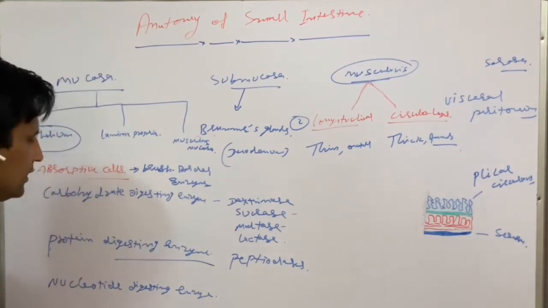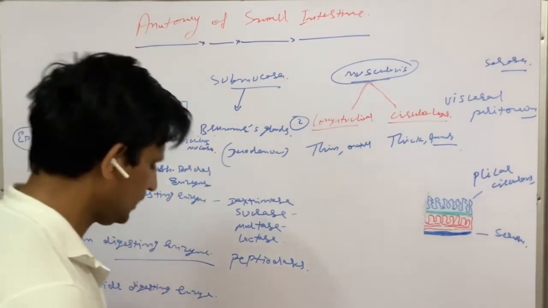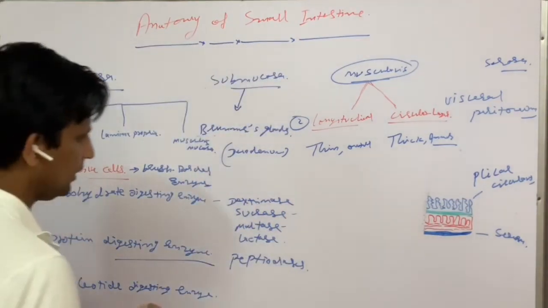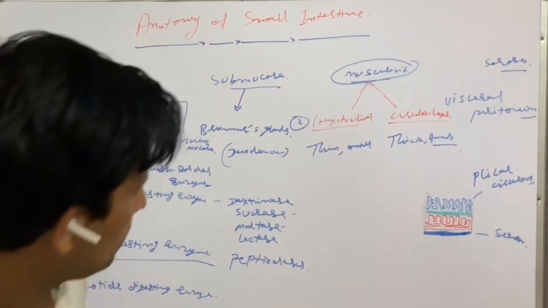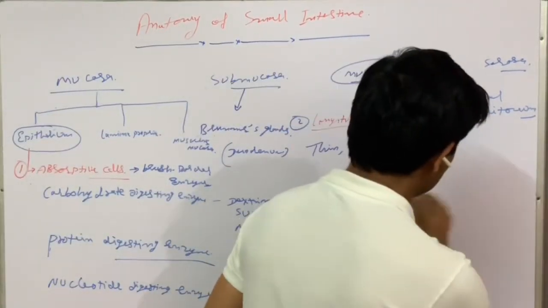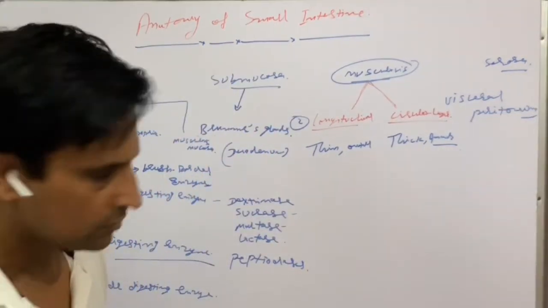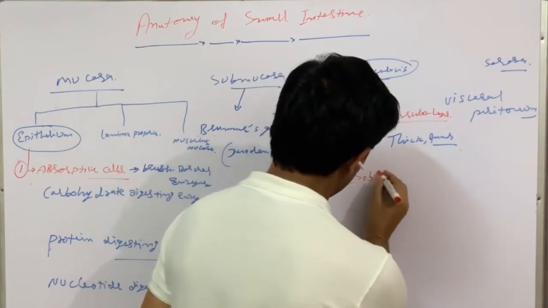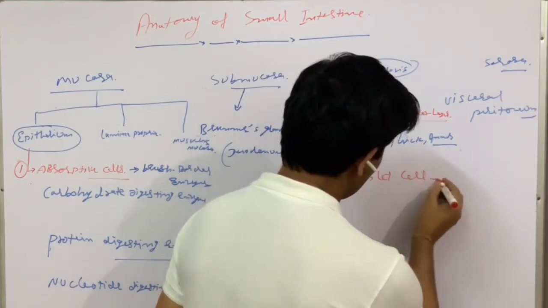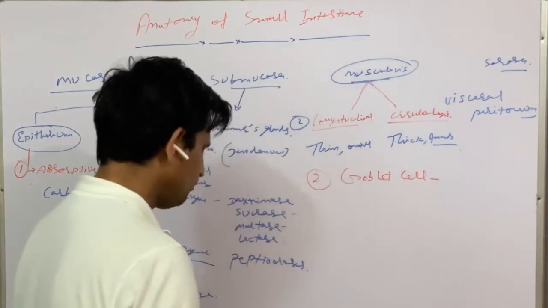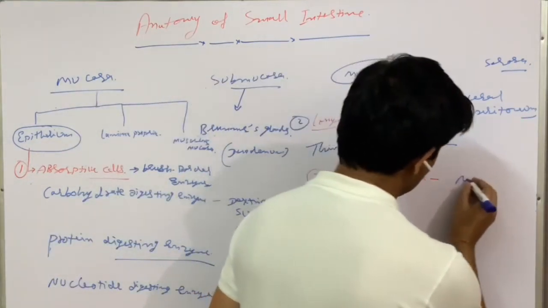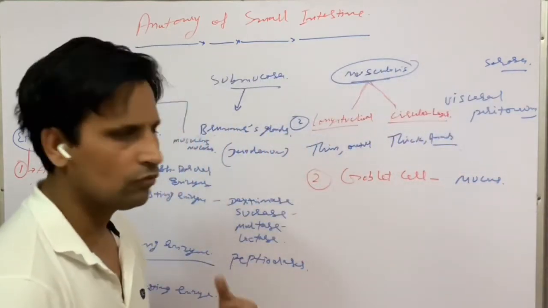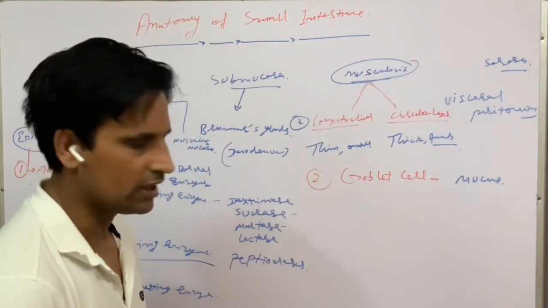One more important cell in the wall of the epithelium, the second one, is the goblet cell. And as you all know, the goblet cell secretes mucus. So the mucus keeps the wall lubricated.